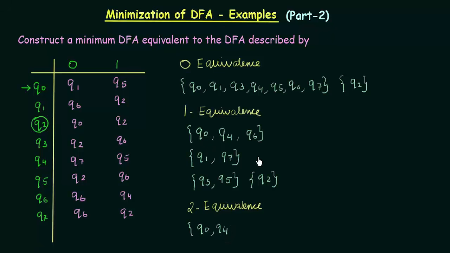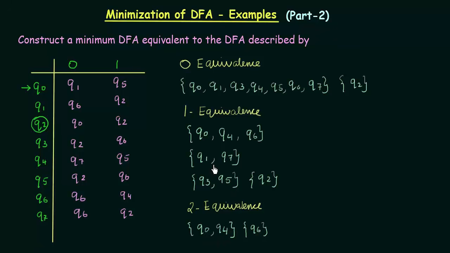Now, let me check for Q6. Is it still two equivalent to Q4 and Q0? So I can just check it with Q4. Q4 and Q6 on input 0, it goes to Q7 and this goes to Q6. Q7 is here but Q6 is here. They are in separate sets. So I cannot put Q6 along with these two anymore. Q6 will form a separate set by itself because it is not two equivalent to Q0 or Q4.